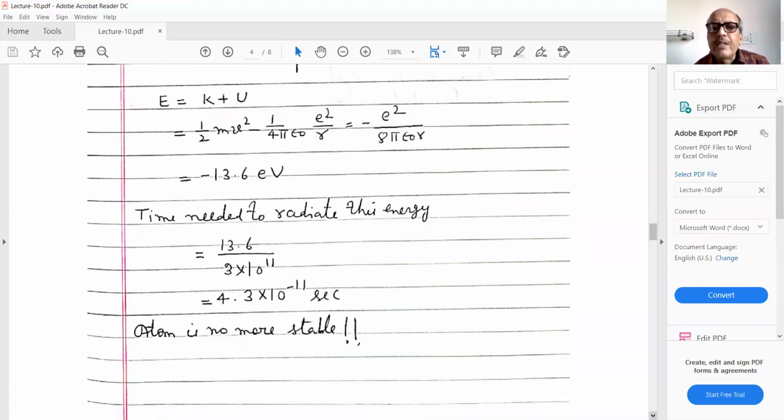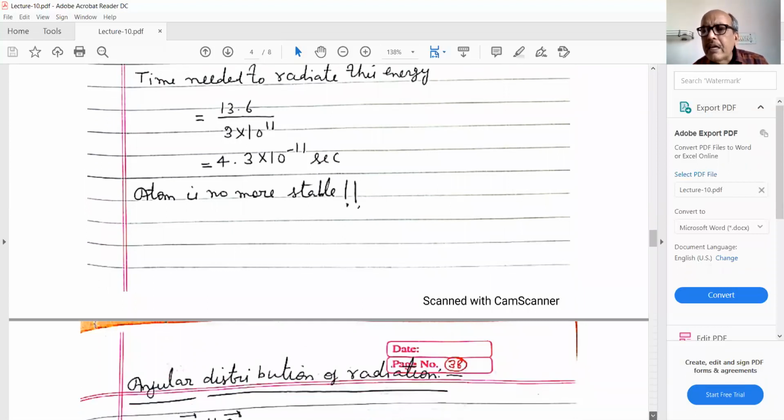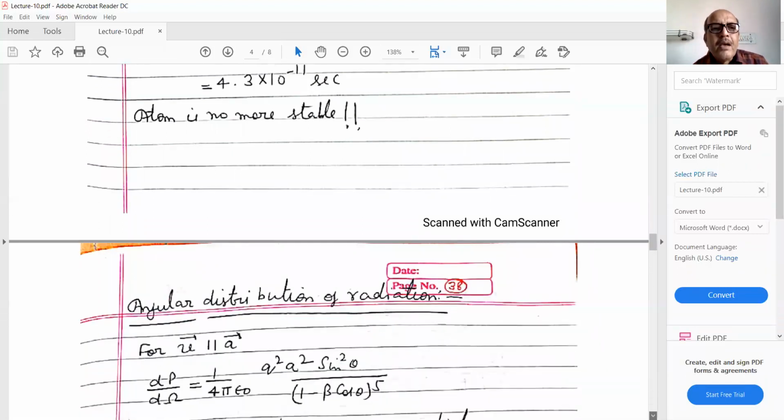It's a very common question that is asked in your examination. So that is why I decided to include it in today's lecture.